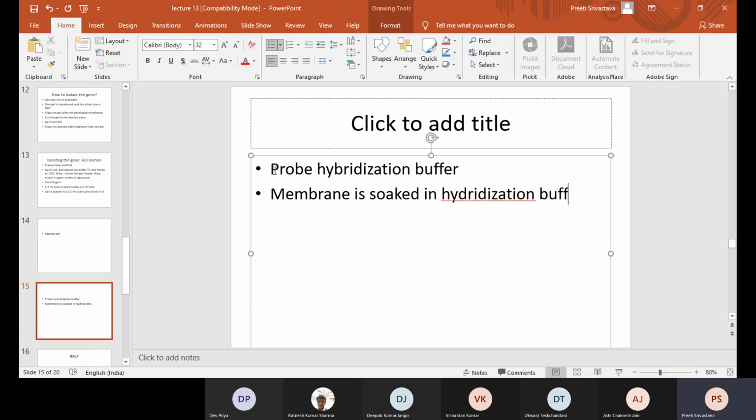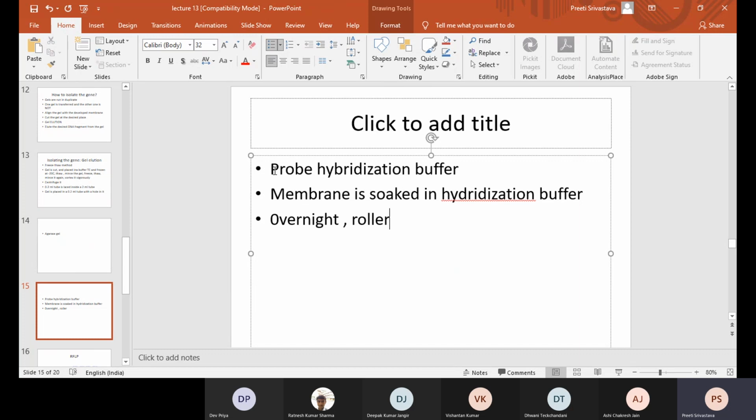The membrane is soaked in hybridization buffer, and this is done overnight, as I told you. During this overnight hybridization, the membrane is actually put in a roller.